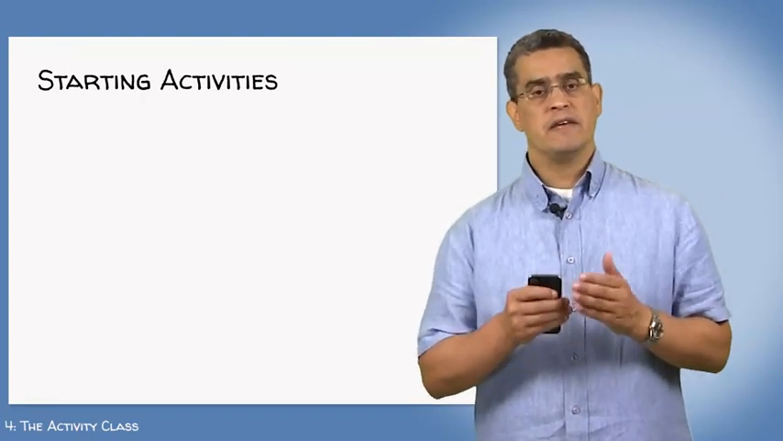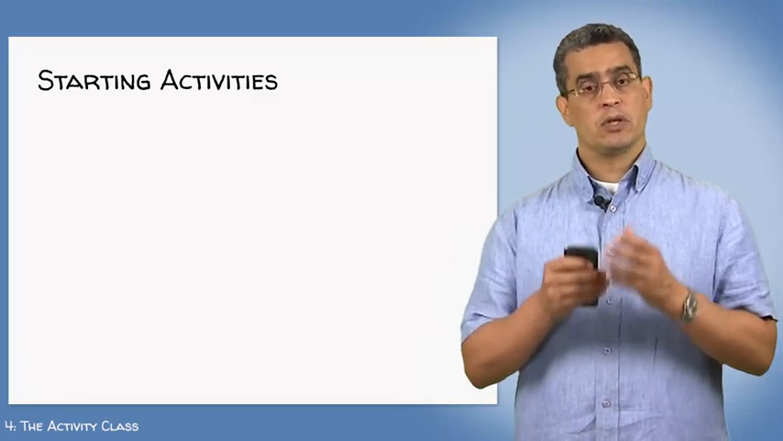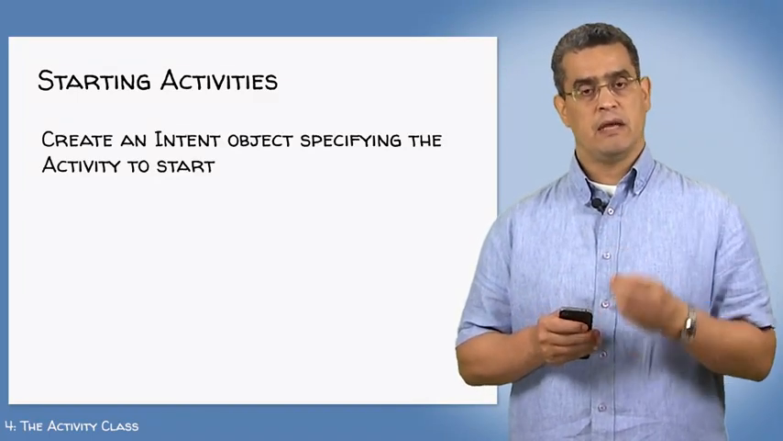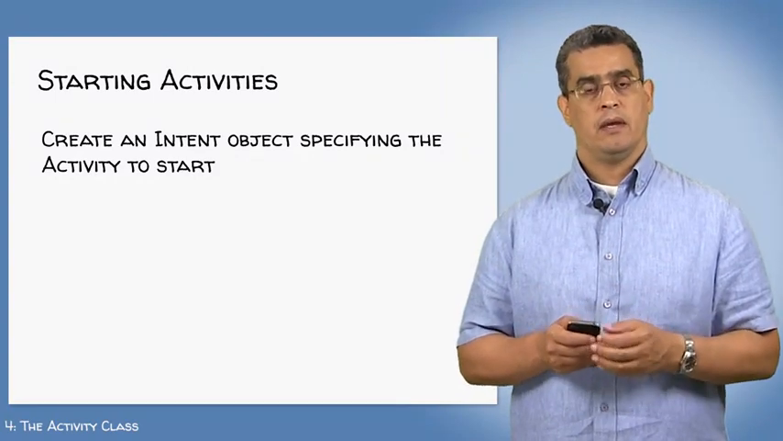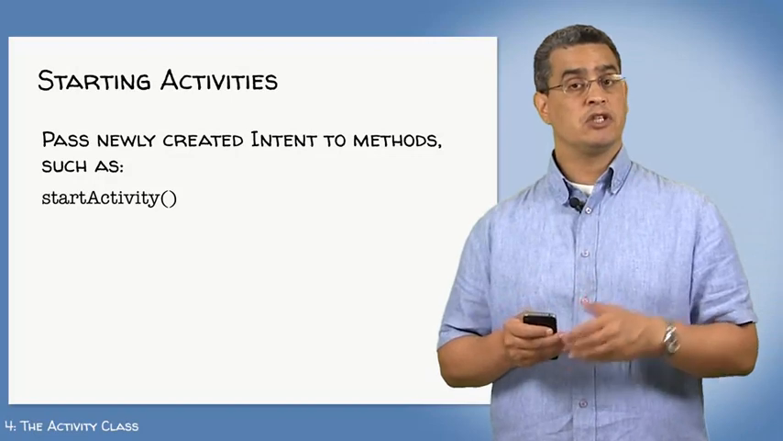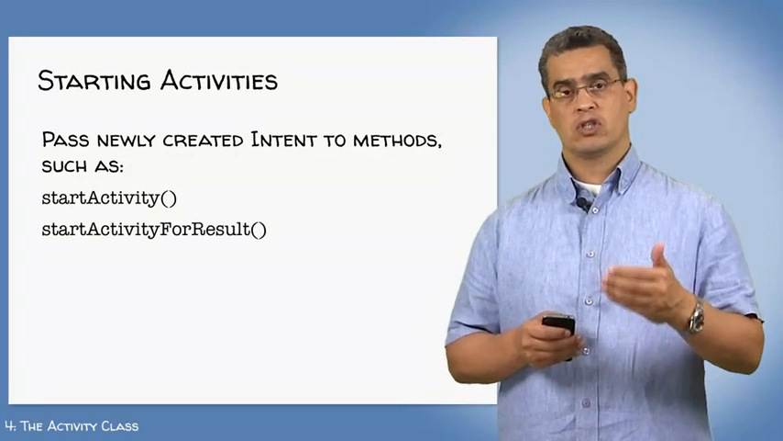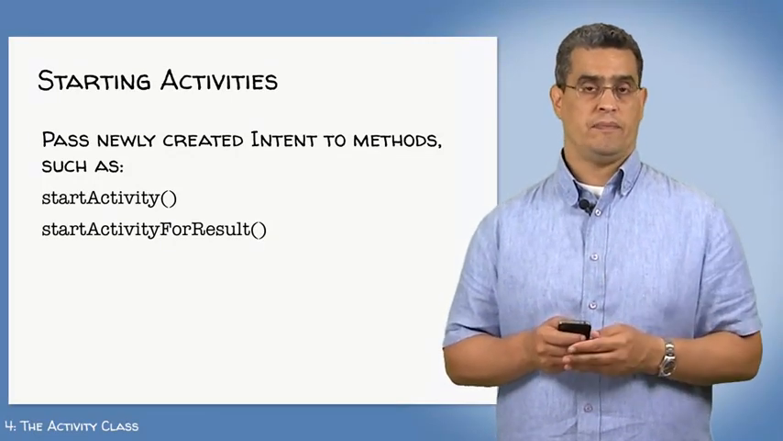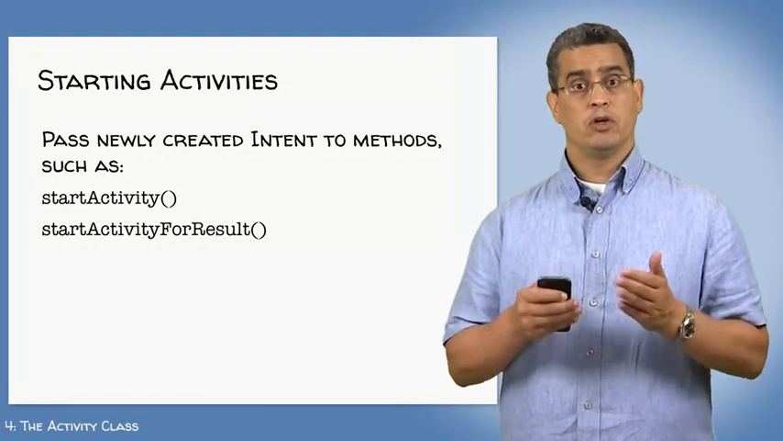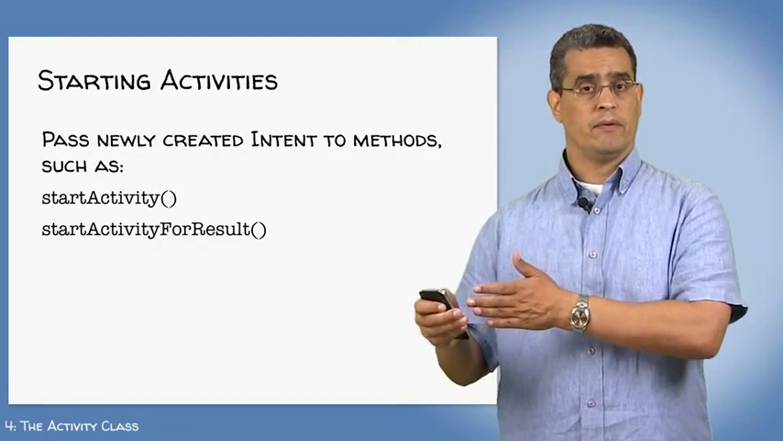To start an activity programmatically, you first create an intent object that specifies the activity that you want to start. And then you pass this newly created intent to methods such as startActivity or startActivityForResult. startActivity will start up the desired activity, pushing the current activity out of the foreground.